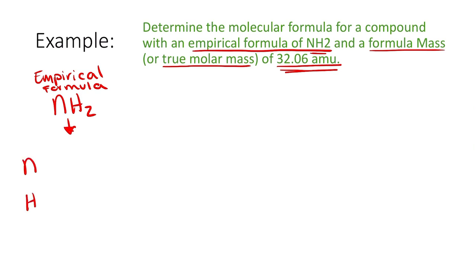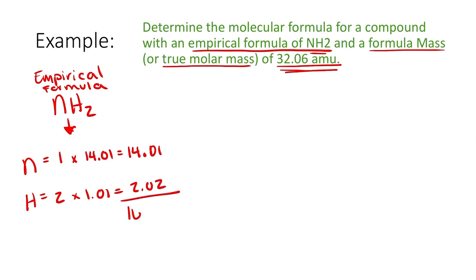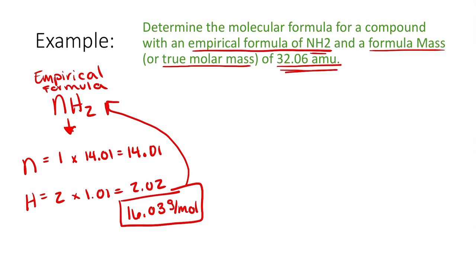I'm going to list out my elements, and I'm going to count them. I have 2 hydrogens. I'm going to multiply by their molar masses, and then I'm going to add their molar masses together. All right, so this is my empirical mass right here. I've calculated my empirical mass. That is the mass of this empirical formula.